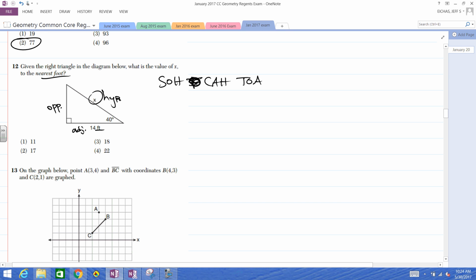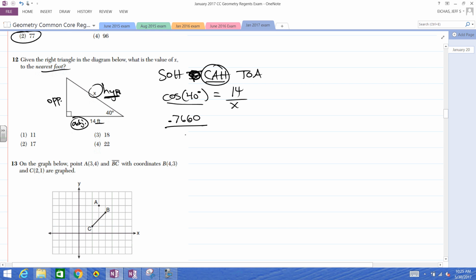To me, it looks like adjacent and hypotenuse are involved, so let's pick cosine. So cosine of 40 degrees equals adjacent over hypotenuse. Now, cos of 40, just quick type that in your calculator. Let me do that right now. And we get 0.7660. And I try to teach my students that it's a ratio of 2 sides, right? Adjacent to hypotenuse. So let's put it as a ratio. Now we can get the cross products, right? Cross multiply.